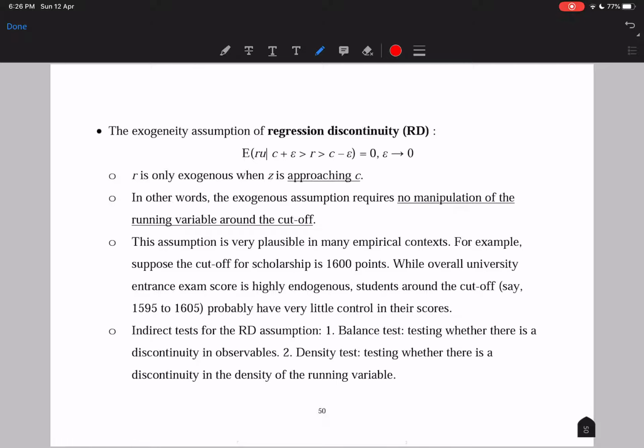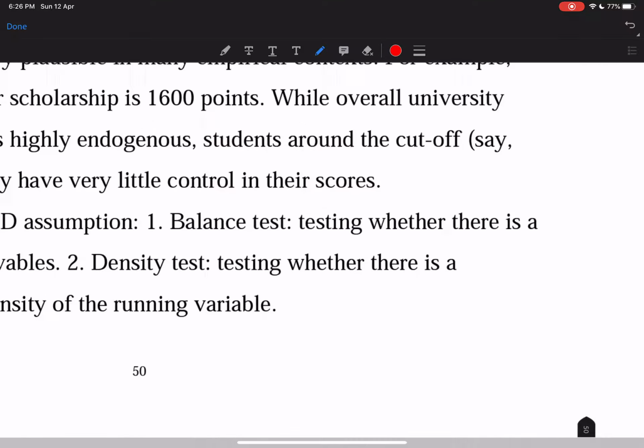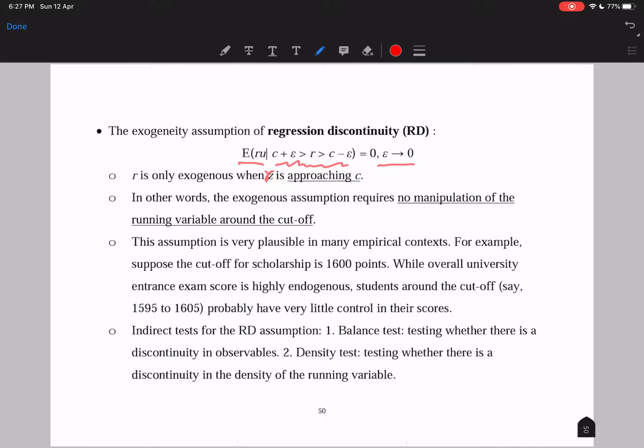So here is the exogeneity assumption of the regression discontinuity design. We need R to be uncorrelated with U around the cutoff. R is only exogenous when R is approaching C, that's D. So there's a typo there. R is approaching C. That's why we make epsilon go to 0.